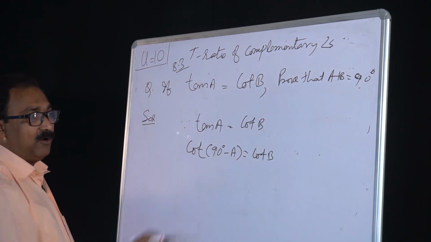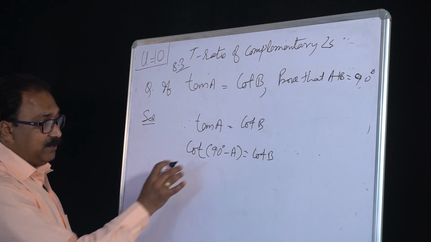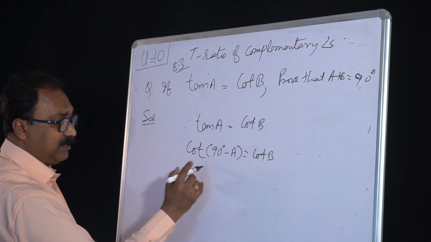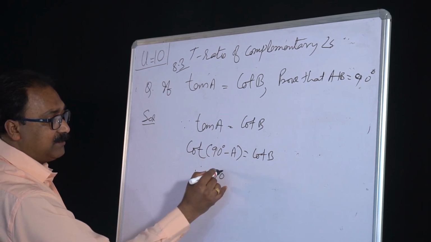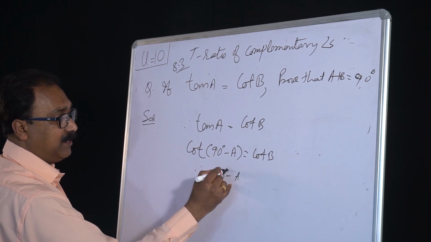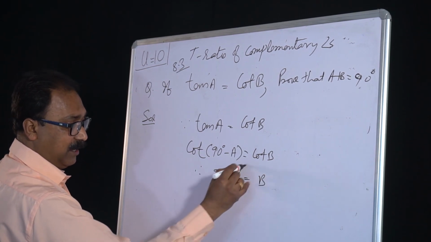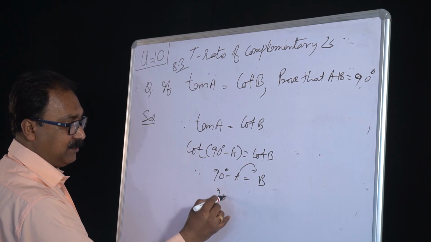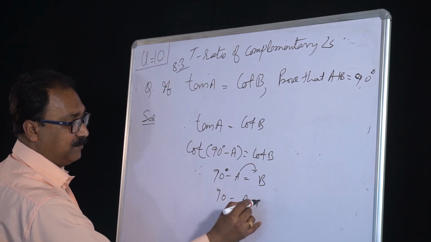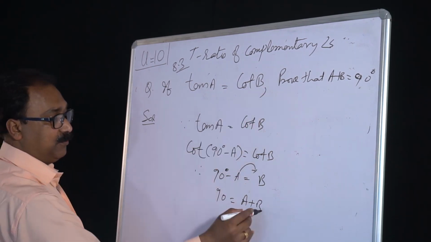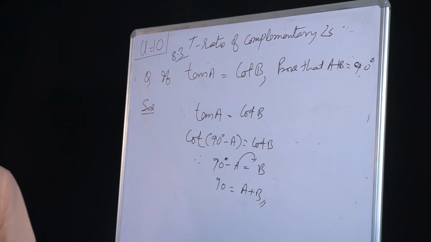Now both sides you have cot, yes or no? When both sides have the same trigonometric function, you can say the angles are equal. So 90 minus A equals B. Taking A to that side, 90 equals A plus B. So that's what we are going to prove: A plus B equals 90.